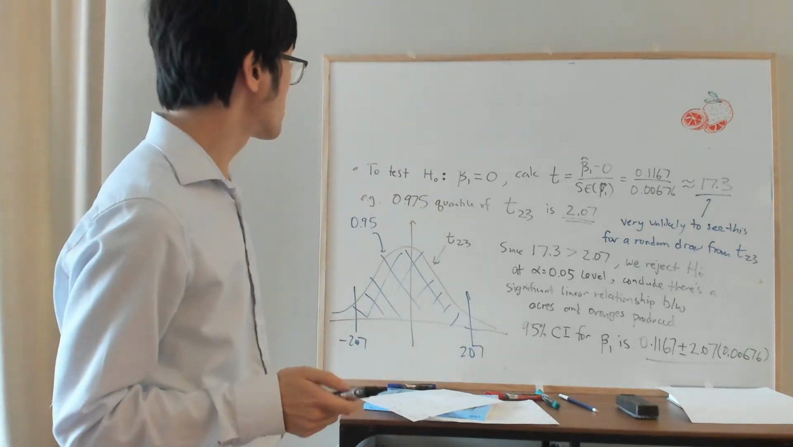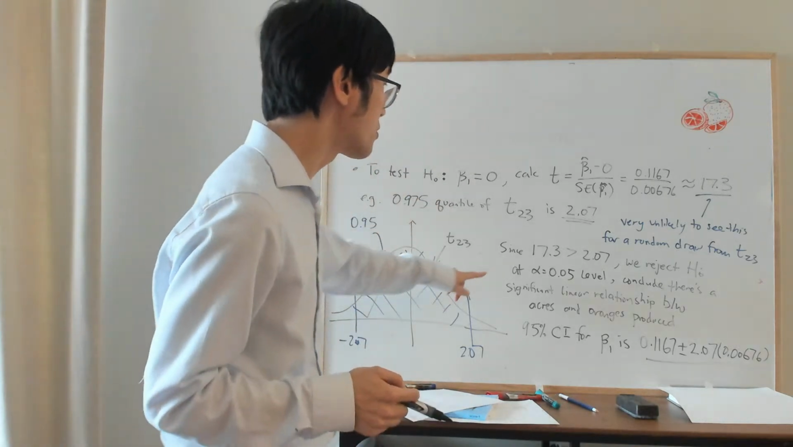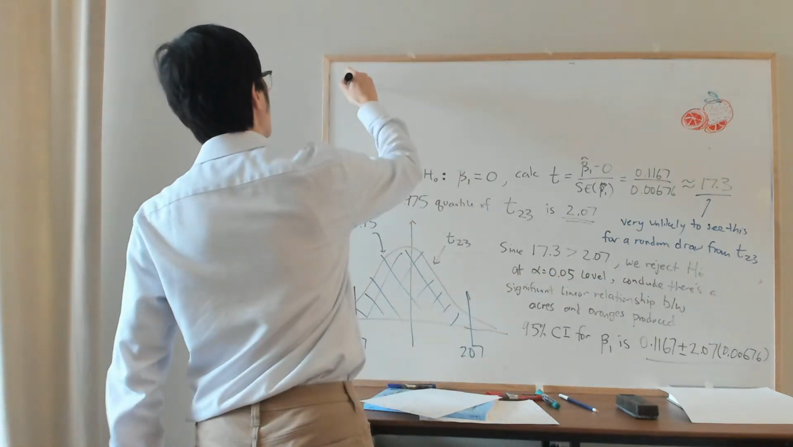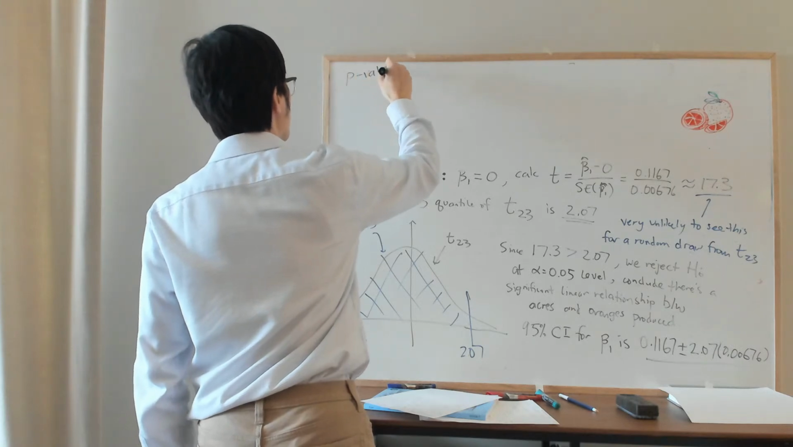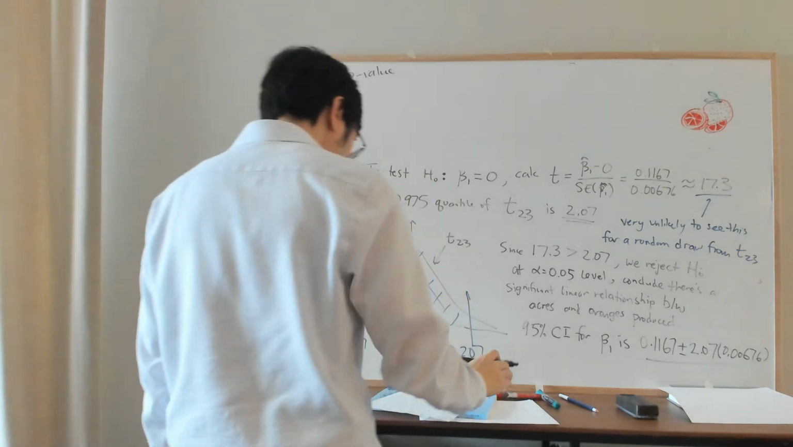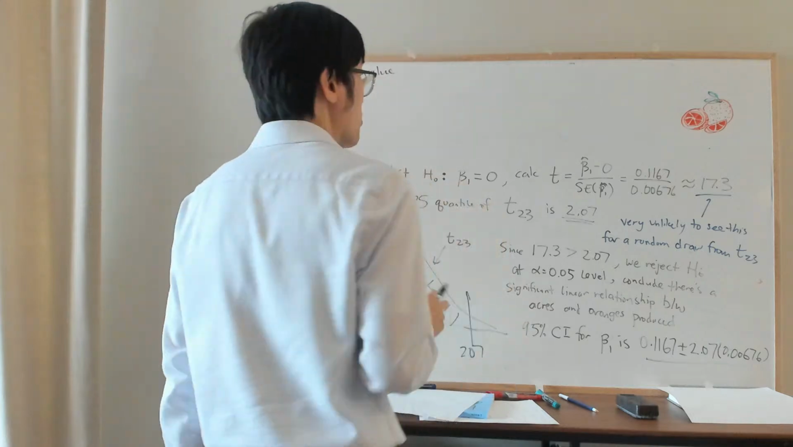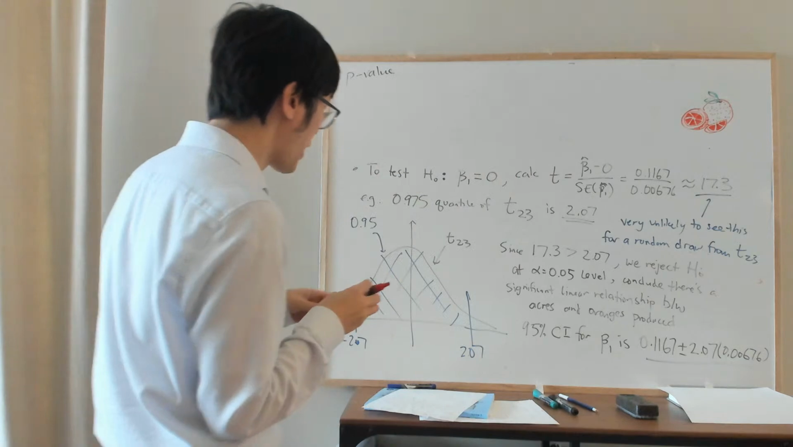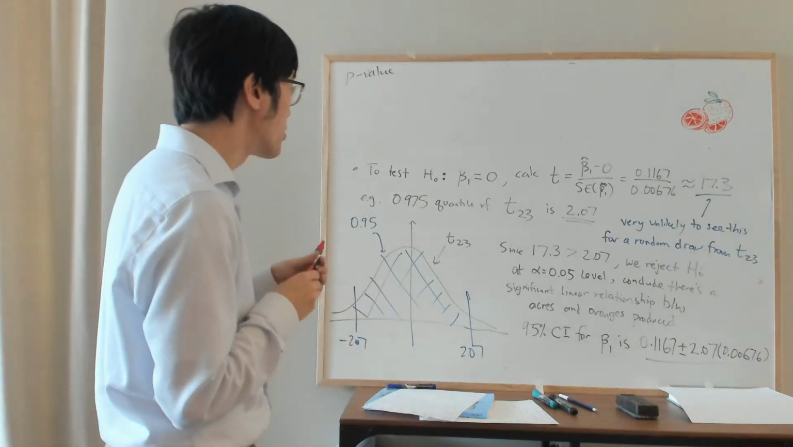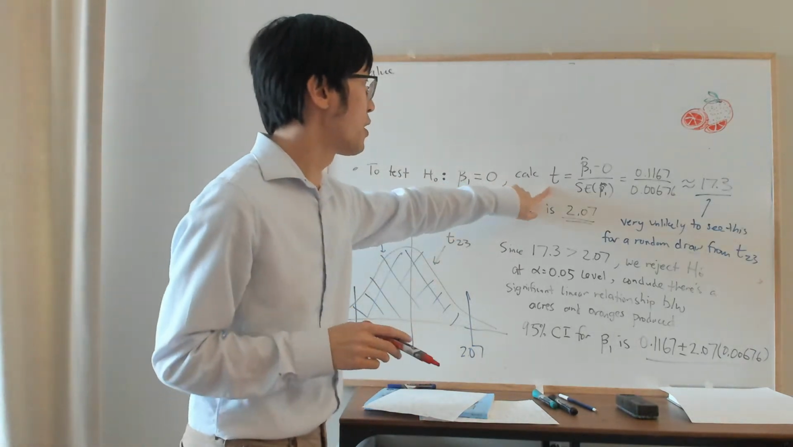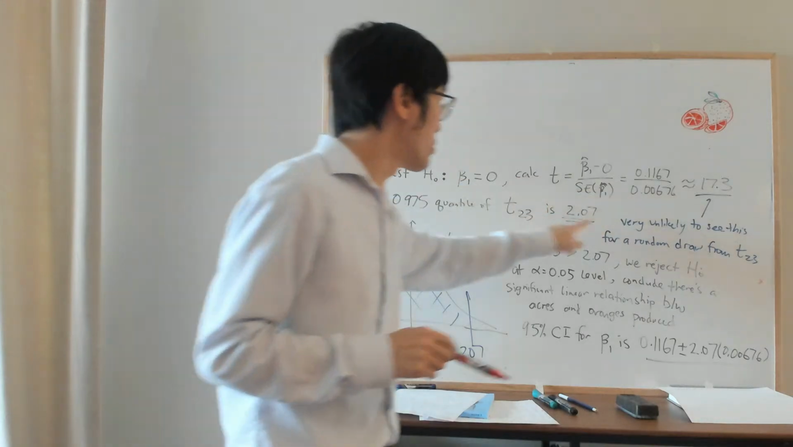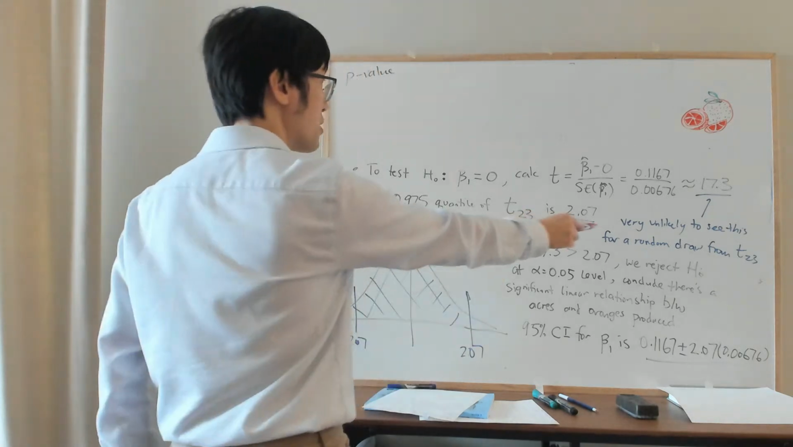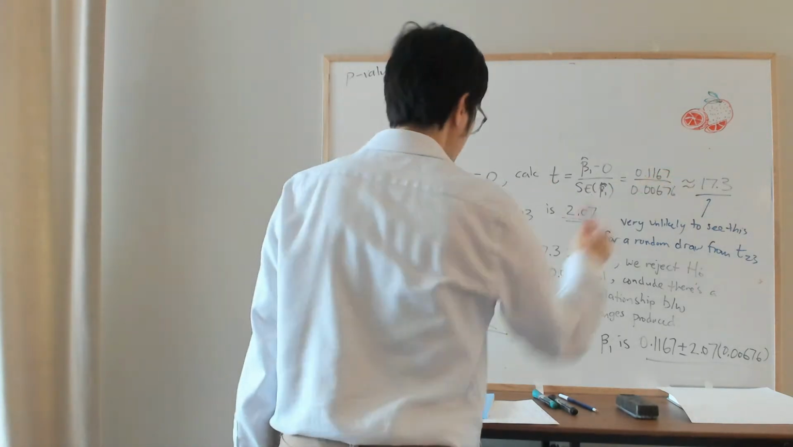Lastly, I think I want to calculate a p-value. So, okay, the p-value for this hypothesis test. As we talked about last time, the p-value is the probability of seeing a test statistic as or more extreme as the one computed from the data. And so in this case, the test statistic from the data is 17.3.